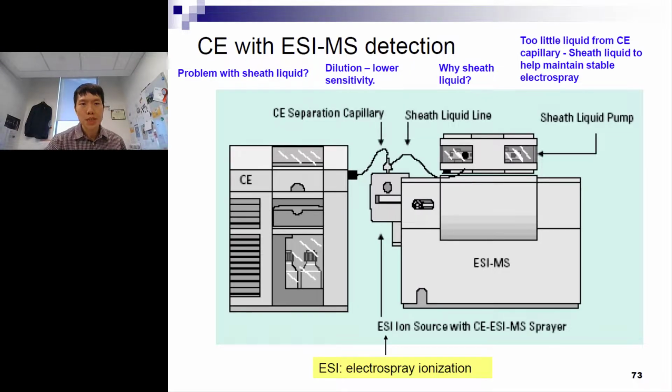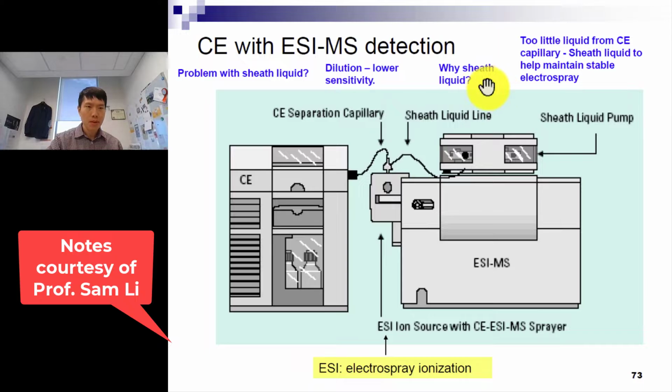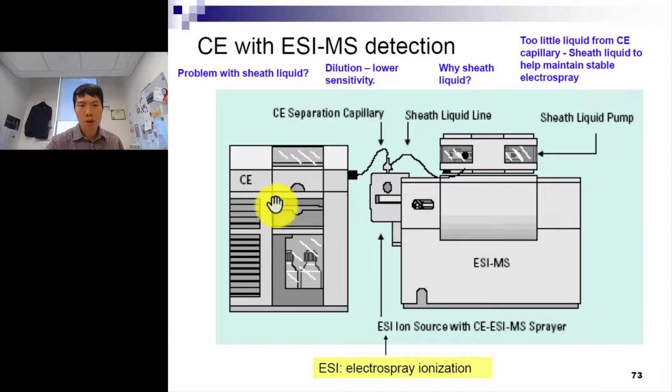Alright, now we come to the ESI-MS detection. This is about electrospray ionization, ESI. We look at this schematic diagram of the setup of a typical CE hyphenated to ESI-MS. That's the CE where you have the separations, and after the capillary channels, you have a sheath liquid line and a sheath liquid pump.